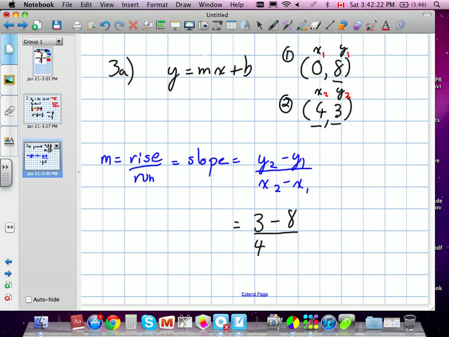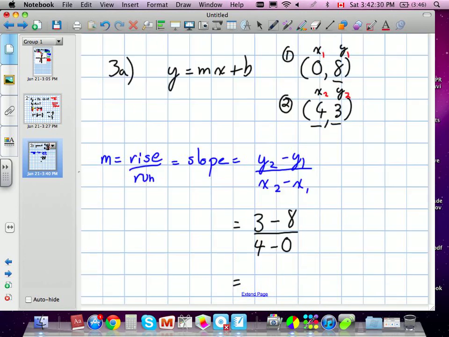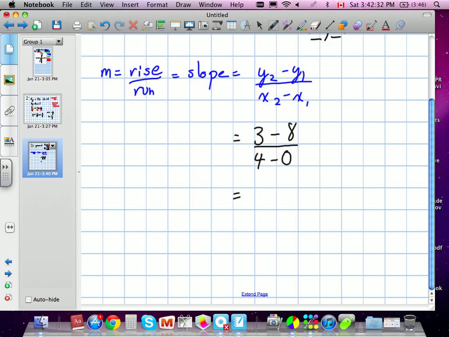So I work this out. 3 minus 8, you know what it is? Negative 5. Divided by, and 4 subtract 0 is 4. This is it. So that is my m. My m is negative 5 over 4. Okay? They tell me all these funny things it's equal to. That's my m. So the slope of this is negative 5 over 4. Great. So let's try to put it in that equation again.